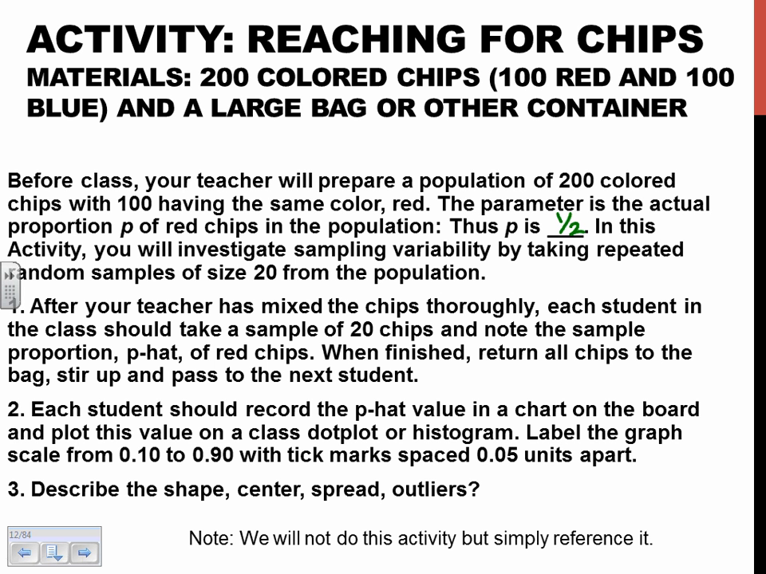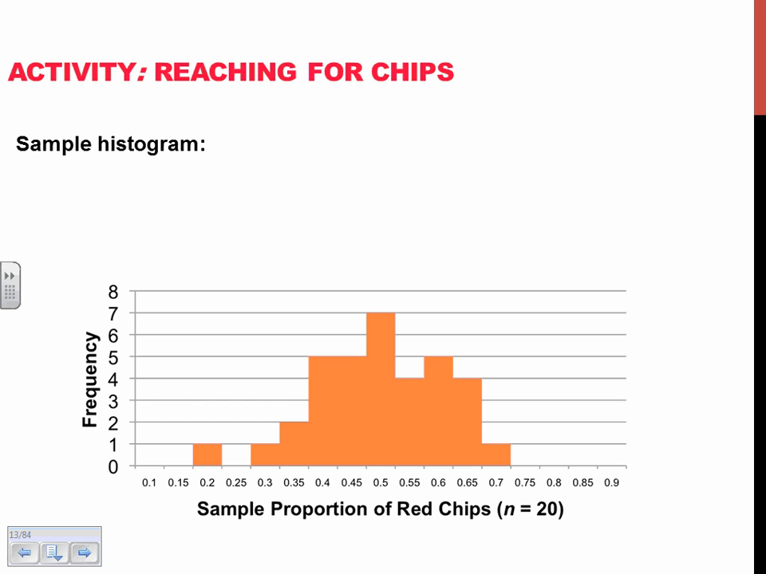Okay, so then each student should record the P hat value in a chart on the board and plot this value on a class dot plot or histogram and label the graph scale from 0.10 to 0.90 with tick marks placed 0.05 units apart. So we're not going to actually do this activity, but we're going to reference it. If this had happened, let's say that I collected that data and it looked something like this. Okay? So one student got a proportion of 0.2, one student got a proportion of 0.3, two students got a proportion of 0.35, etc.